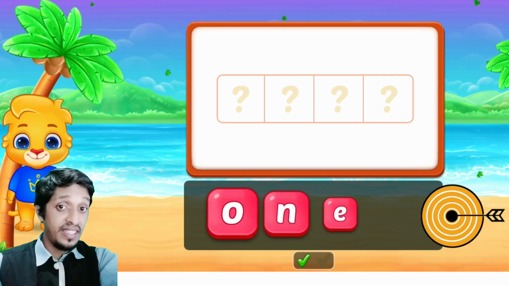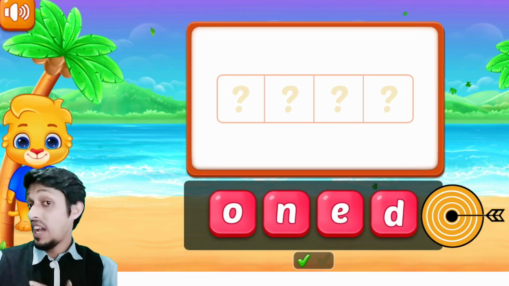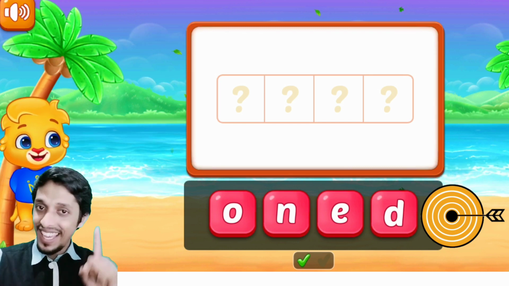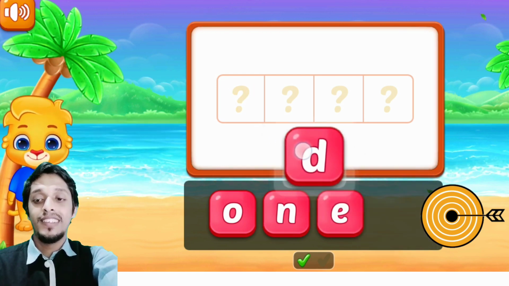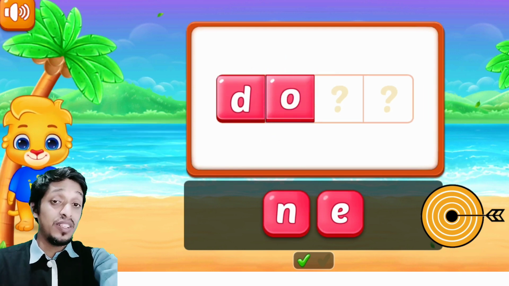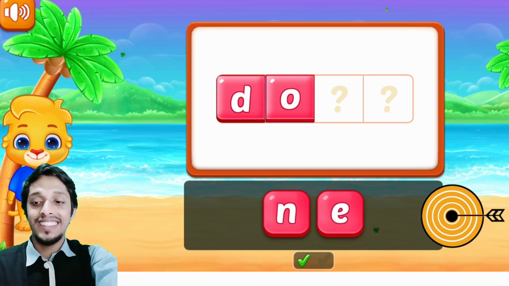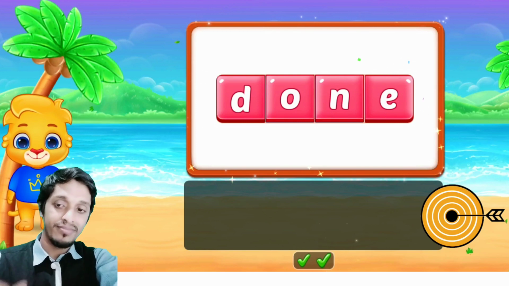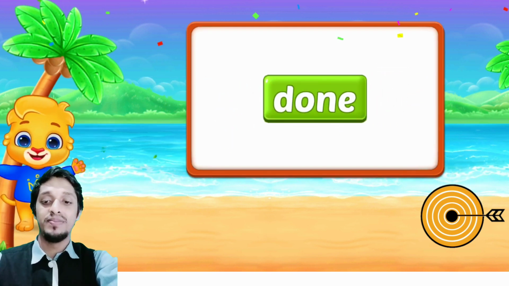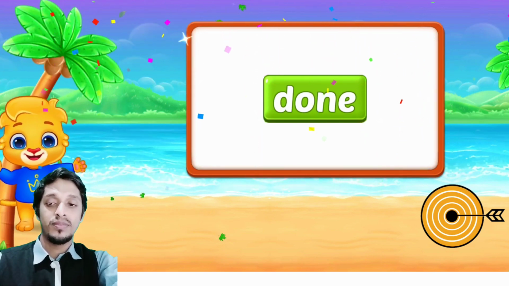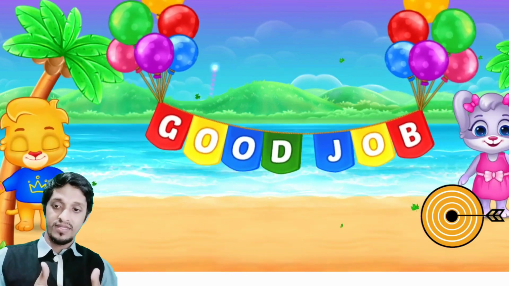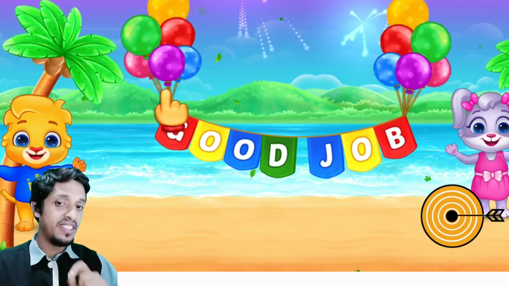I hope you are writing correctly. Done. I have done my homework. The word is done. Can you say the first letter? Very good. The letter is D. Very good. Can you tell me the second letter? O. Very good. Then can you say the third letter? N. Very good. Then the last will be E. All together: D, O, N, E. Done. You have done it. Very good job. So let's move to the next. For moving to the next, I appreciate all of you who have written correctly.